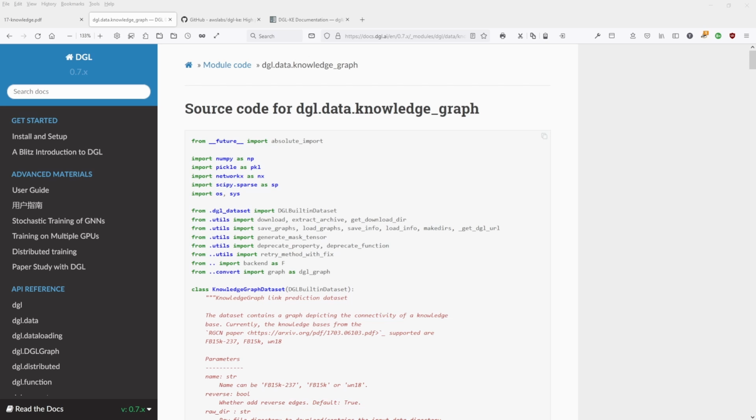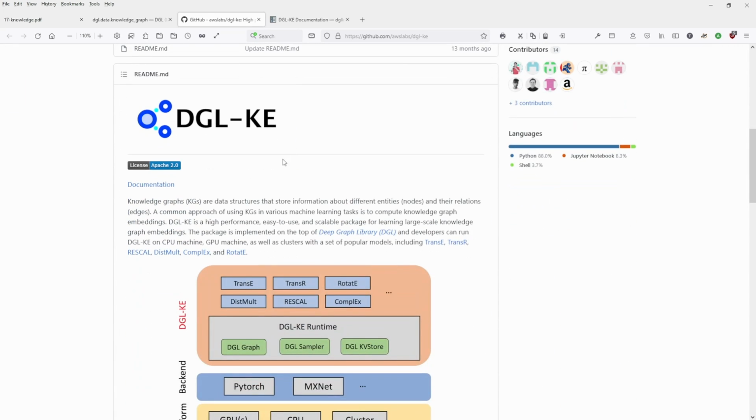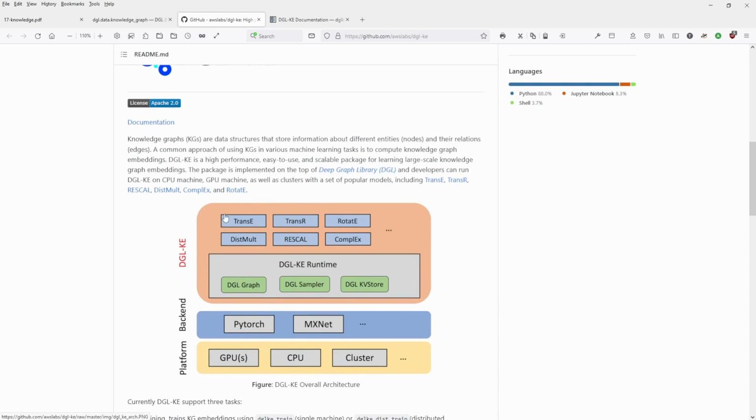So where to go next? The knowledge graph embedding. You might say, okay, this is great. By the way, the code, if you're interested, is there's a GitHub from awslabs, and it's called DGL, Deep Graph Library Knowledge Graph Embedding. And this is here the documentation on the knowledge graphs. We can start here. Knowledge graphs are data structures that store information about different entities in their nodes and about the relation in the edges.